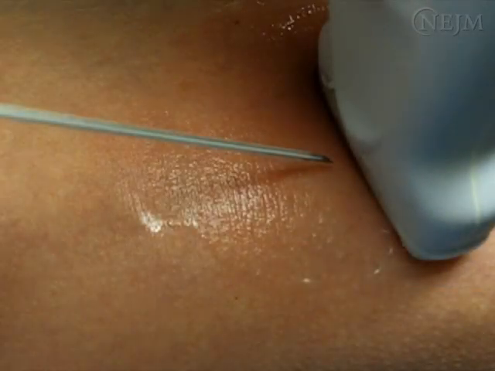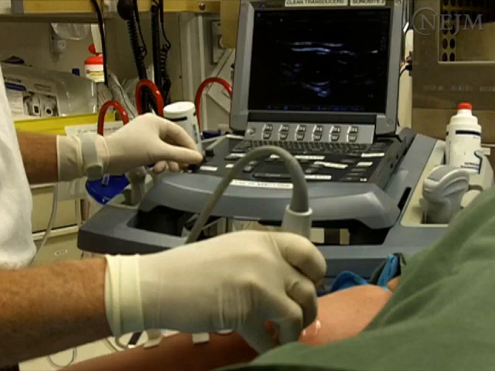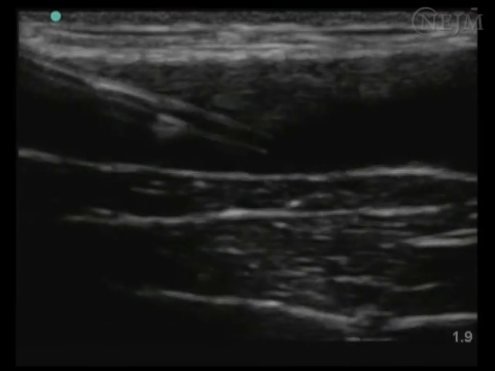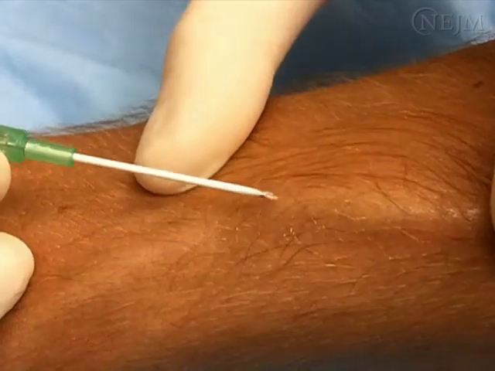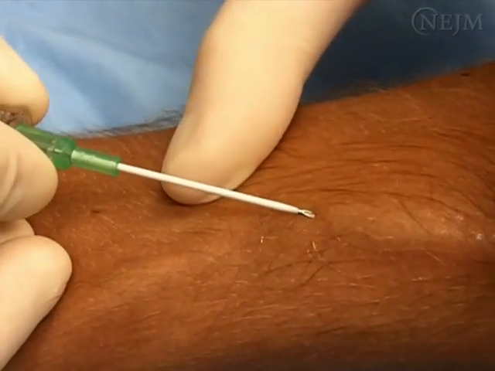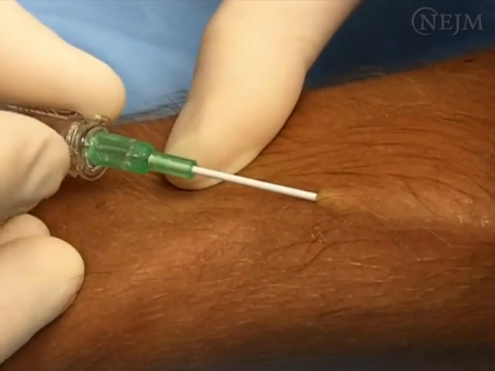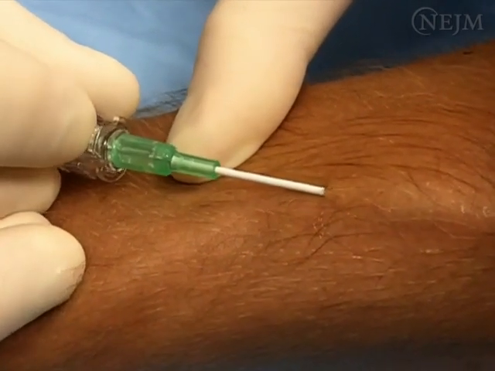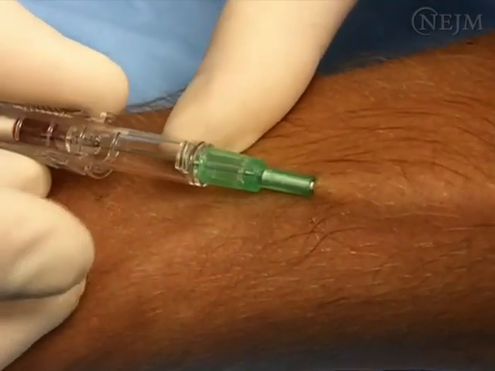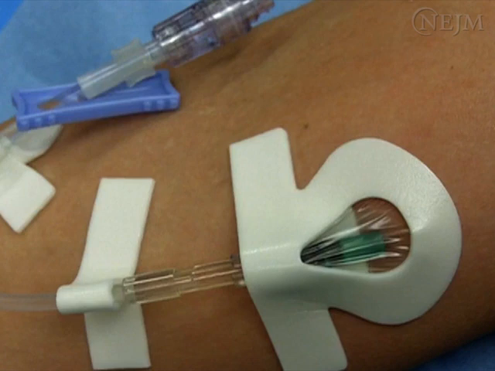The purpose of this video is to teach physicians, nurses, and other medical providers how to use ultrasound guidance to place catheters in peripheral veins. Placement of a peripheral intravenous, or IV catheter, is indicated for the administration of intravenous fluids and medications. Placement of IV catheters is a fundamental skill that all professional healthcare providers should possess.